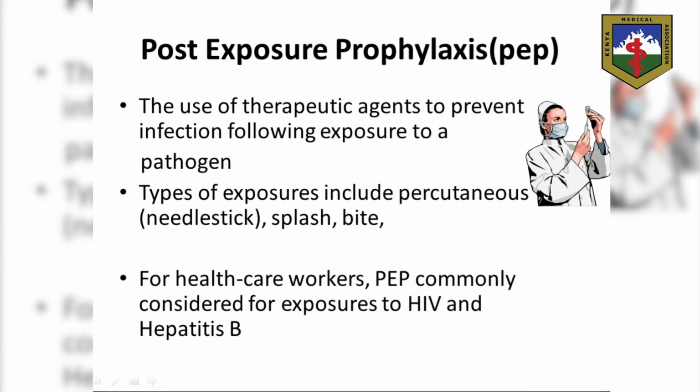Post-exposure prophylaxis. What is a post-exposure prophylaxis? It is the use of therapeutic agents to prevent infection following exposure to a pathogen. There are different types of exposures. These exposures include percutaneous, for example needle stick injury, splashes, and even bites. For a healthcare worker, PEP is considered for exposure to HIV and hepatitis B.